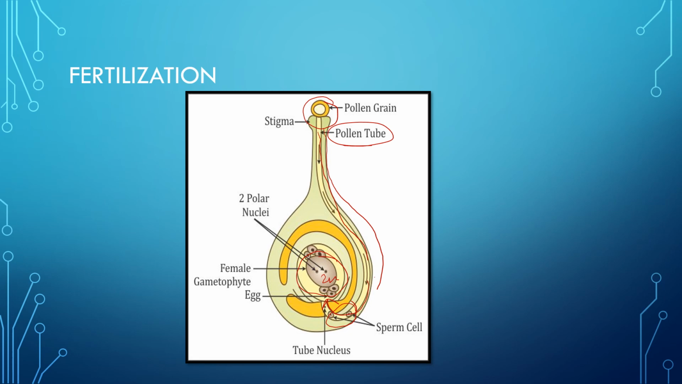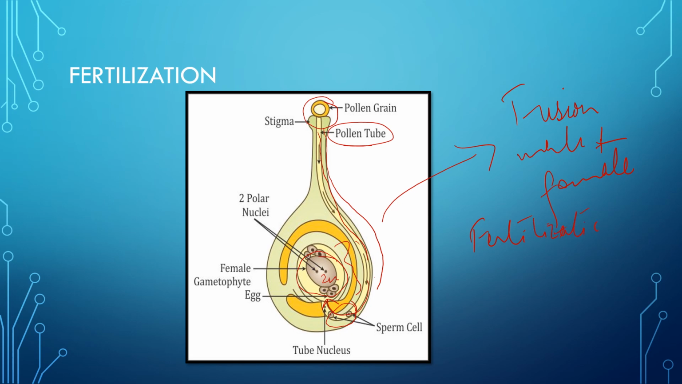The pollen which is coming down the pollen tube has two nuclei. The nucleus of the pollen tube divides into two male gametes. The male gamete, or the male sex cell, fuses with the egg cell, or the female gamete, inside the ovule. This is the ovule. This process of fusion of the male and the female gamete is called fertilization. So fusion of male plus female gamete is called fertilization.